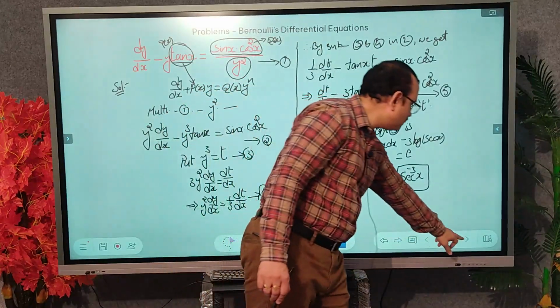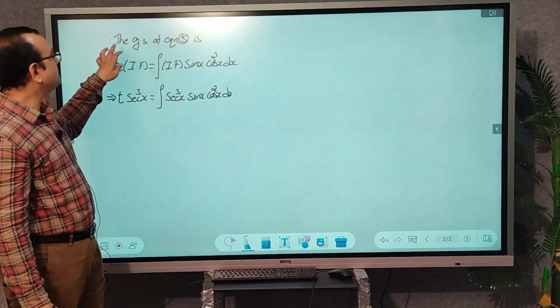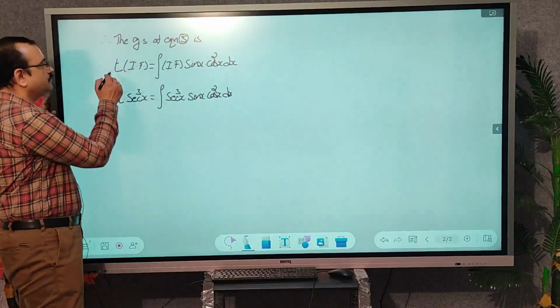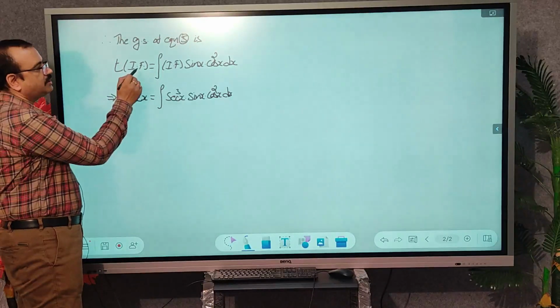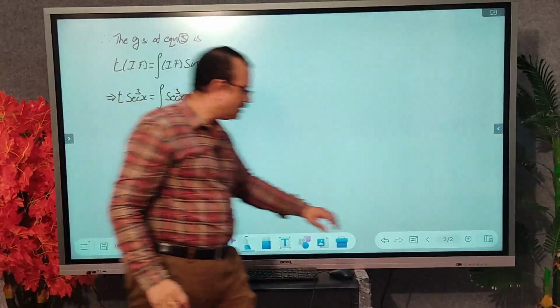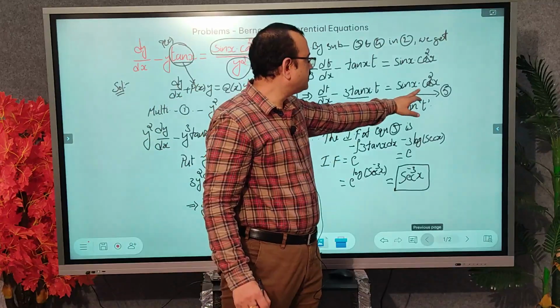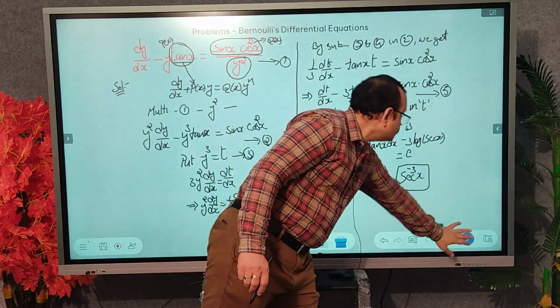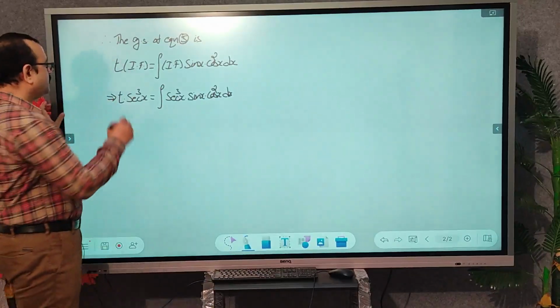Now we will find the general solution, and the general solution for equation 5 is given as t into integrating factor is equal to integral of integrating factor into what we have on the right side, because t is the dependent variable. In equation 5 we have on the right side sin x into cos square x, so that sin x into cos square x here you write once again.